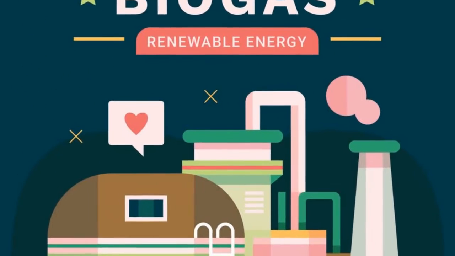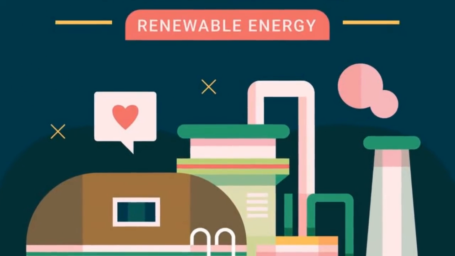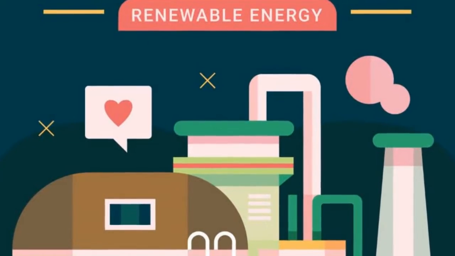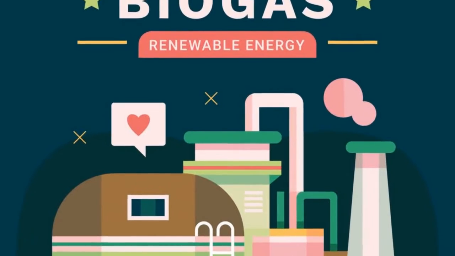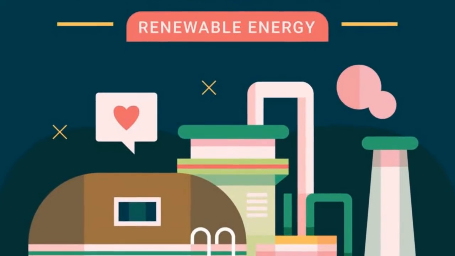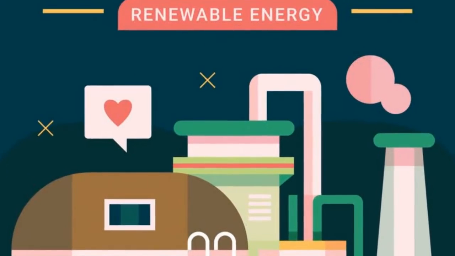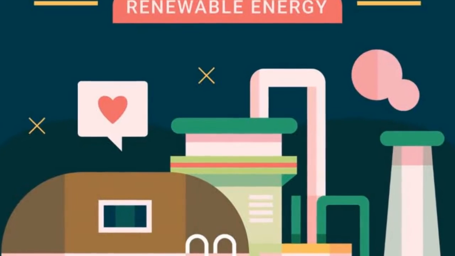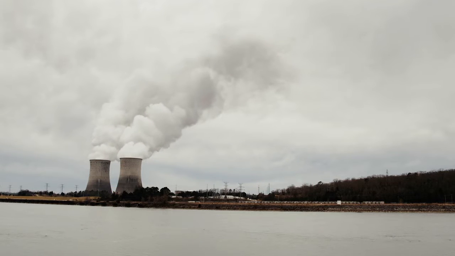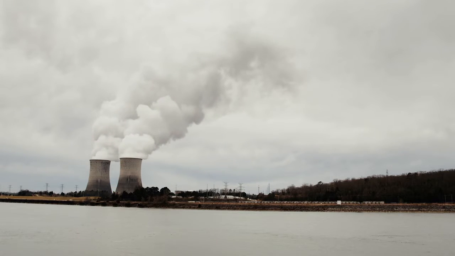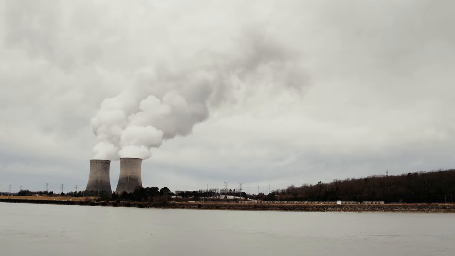Firstly, anaerobic digestion can help to reduce the amount of waste sent to landfill. This is because the process of anaerobic digestion produces methane, which can be used as a renewable energy source. Secondly, anaerobic digestion can also help to reduce the greenhouse gas emissions associated with the decomposition of organic waste in landfill sites.